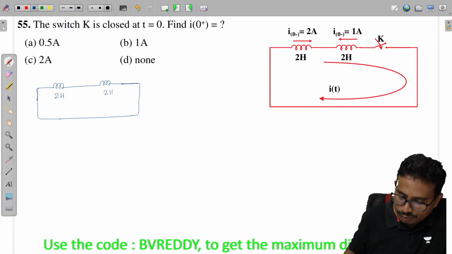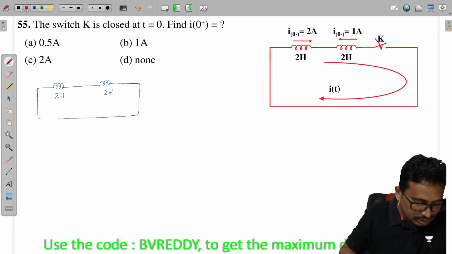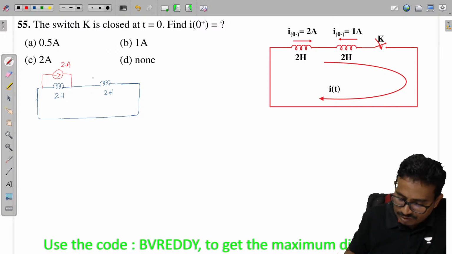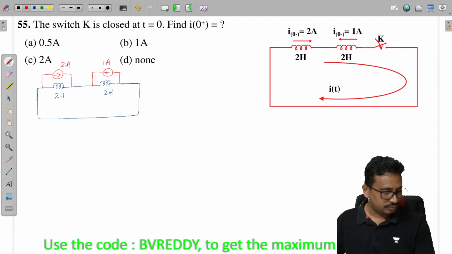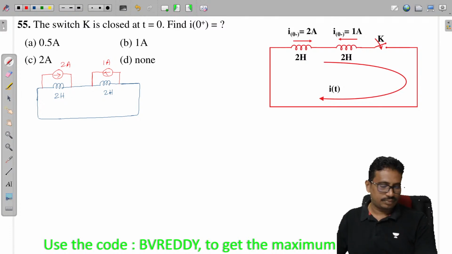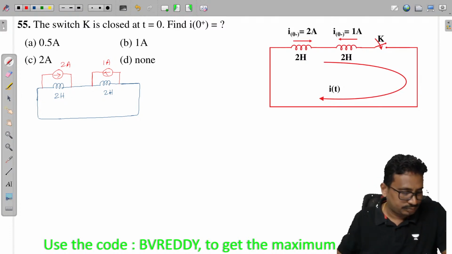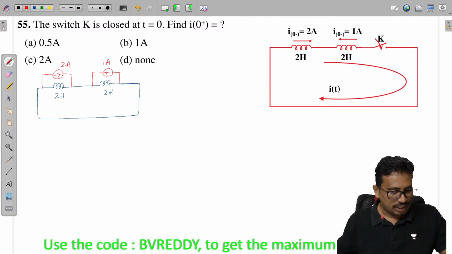This is 2H, and this is 2H, and these two inductors have some initial currents given. The initial current of this inductor is in parallel, given as 2 amps, whereas the other inductor has current in the opposite direction, with initial current 1 amp. This is the problem, right? Now they ask us to find the current.